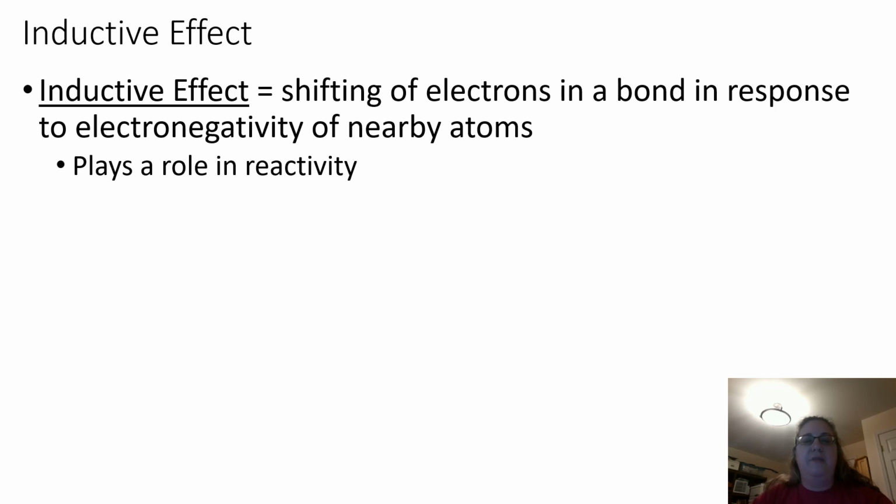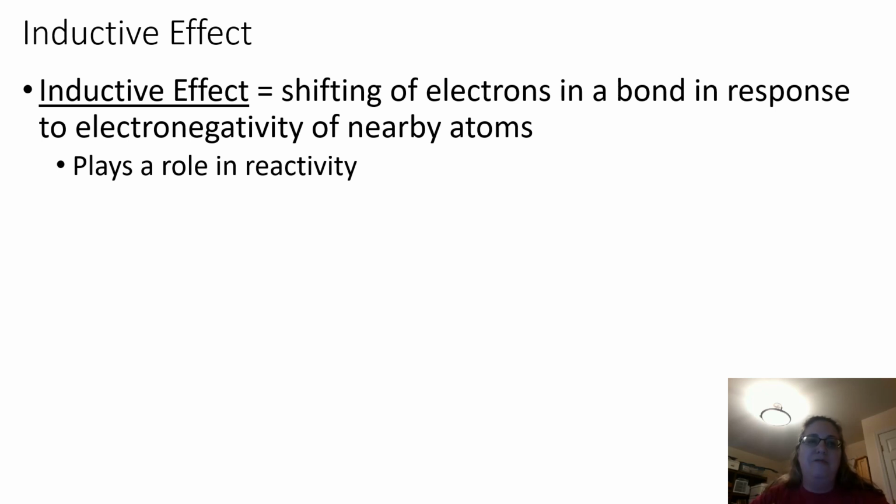I also want to talk a little bit about an effect that we're going to see within an entire molecule. Because our molecules are so large, there's other ways that we can see some polarity differences within our molecule. One of them is the inductive effect. This is the shifting of the electrons in a bond in response to electronegativity of atoms that are nearby. So these are not because of the atoms within the bond itself. It's because of neighboring atoms that are influencing the electron density areas within the entire molecule. The inductive effect is going to play a very large role in reactivity.